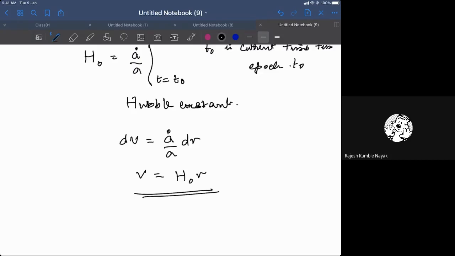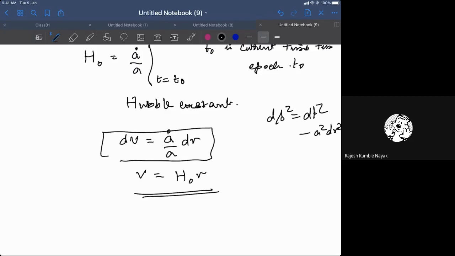We are just calling with the suitable names and redefining something, and then you have Hubble law coming out of this. So you have your ds square, which is currently given as dt square minus a square into dr square for flat metric. Similarly, you can do other cases too, but this is the basic idea. You have written Hubble law in a convenient form, and the Hubble parameter is defined here.